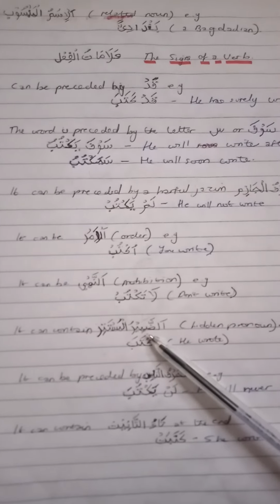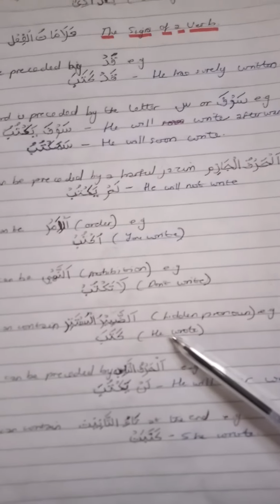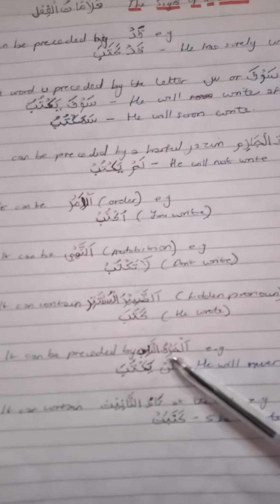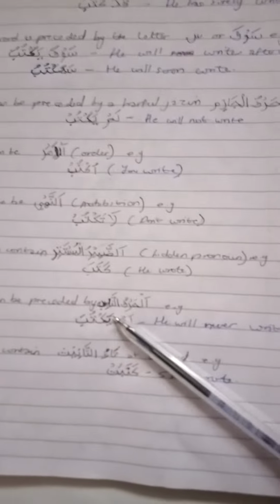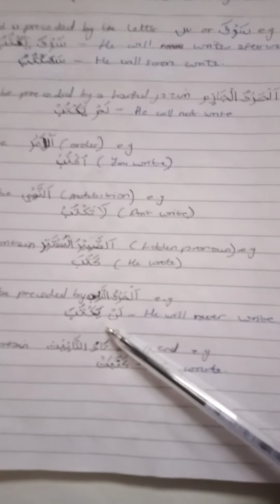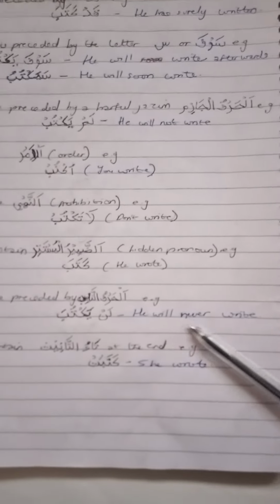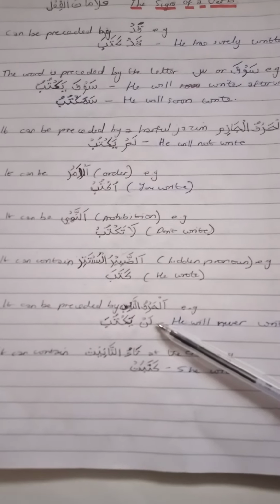It can contain a damirul mustatir, which is a hidden pronoun, e.g. kataba, he wrote. It can be preceded by a harful nasib. It's just a bit squished here, my writing. So the word is nasib. So lan yaktuba, he will never write. So remember, this one is lan. Lan means he will never do.